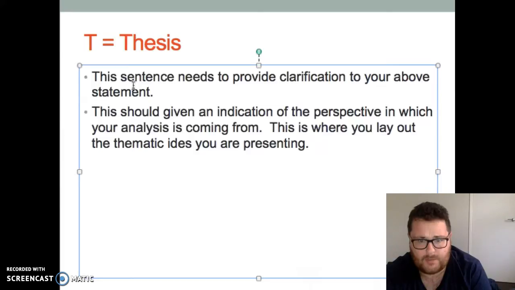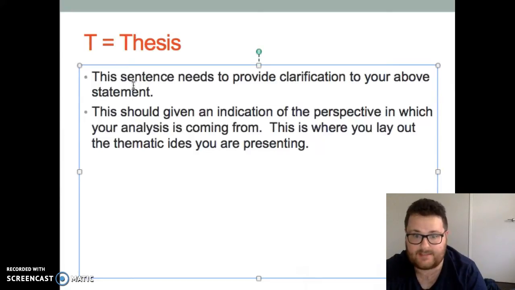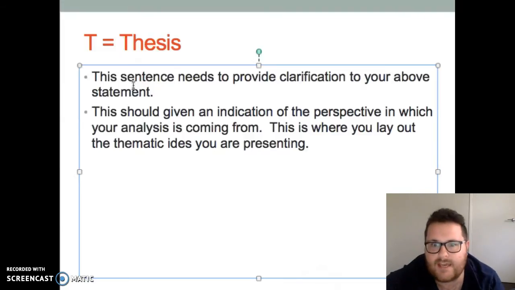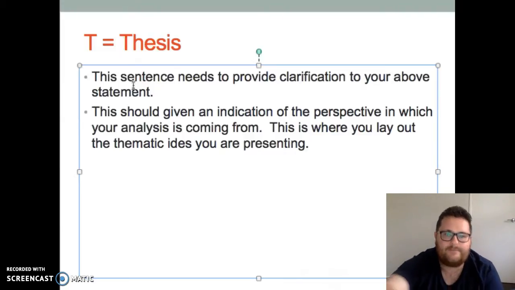What do you think about the topic? What do you think is most important? Everything else is proving the thesis. If you think about it like a math equation, the thesis is the answer, and the rest of it is just showing the working out, how you've come to that conclusion.